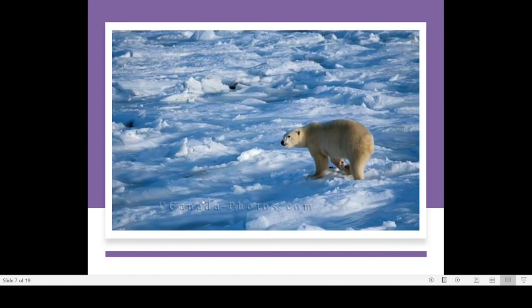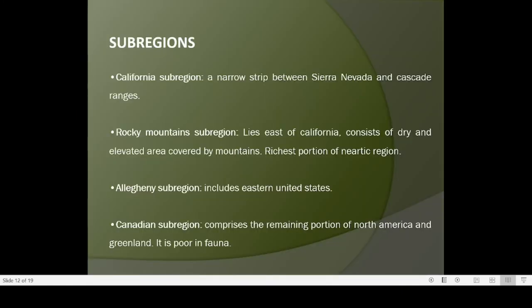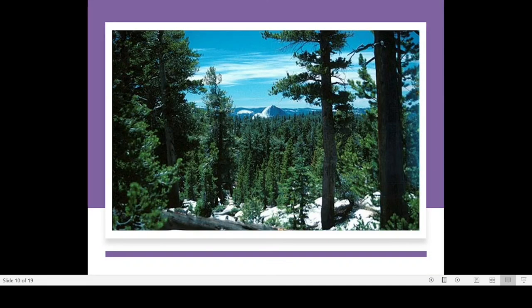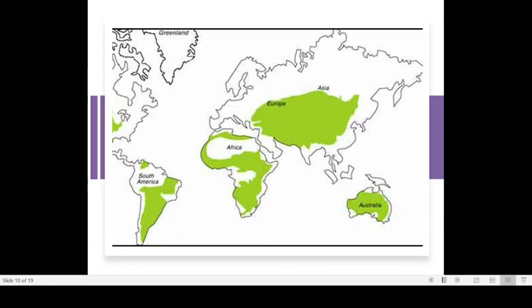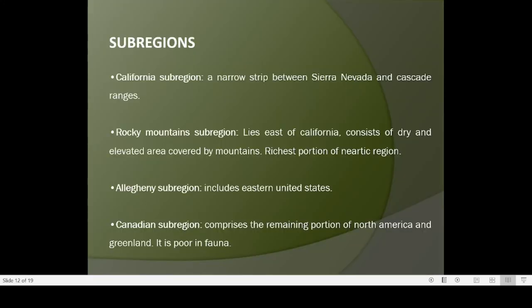The second subregion is the Rocky Mountain subregion. Then there is the Allegheny subregion. This is the Allegheny subregion. This eastern portion, the central lowland, the Appalachian Mountains, and the coastal plain all come under the Allegheny subregion. Then we have one more subregion, that is the Canadian subregion.